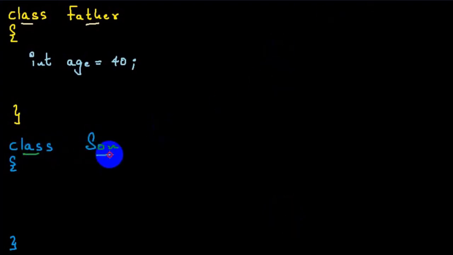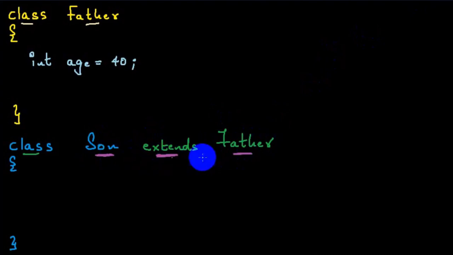So class Son extends, and the class name is Father. What did you understand here? Son extends Father means Son is inheriting the properties of the Father class. So this age is inherited into Son. That is called inheritance. One class is acquiring the properties of another class. Son is acquiring the properties from Father.